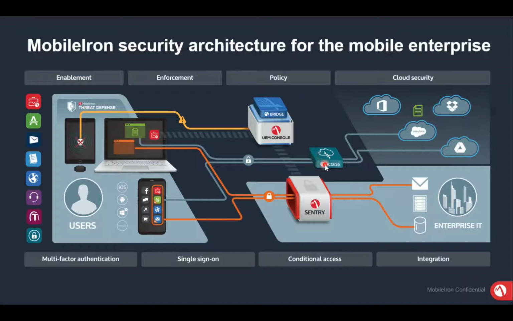So access will check whether this particular user has it's simply an access control policy. So it will check whether this particular user is authorized to access the backend resources. Upon checking the compliance, whatever is set in the UEM console, then it will provide access to the backend resources.